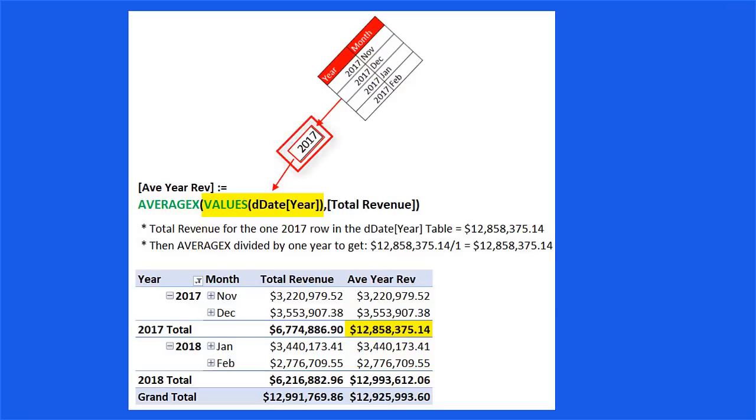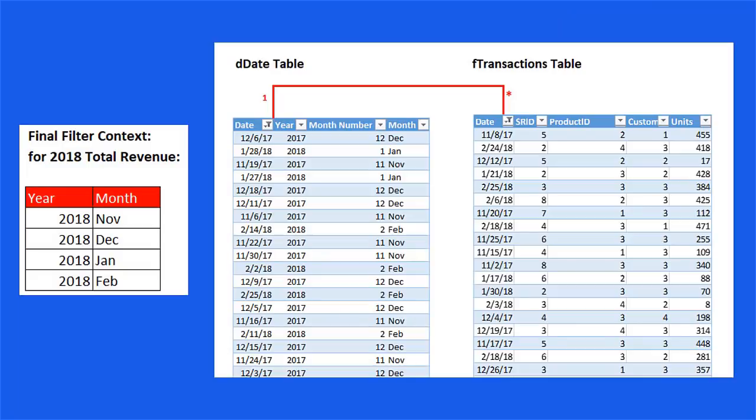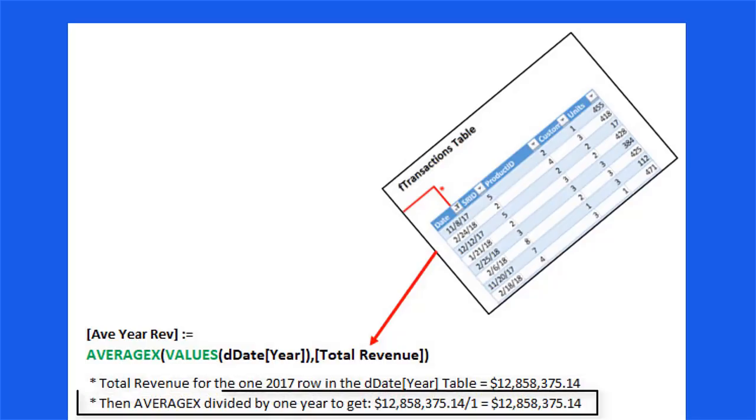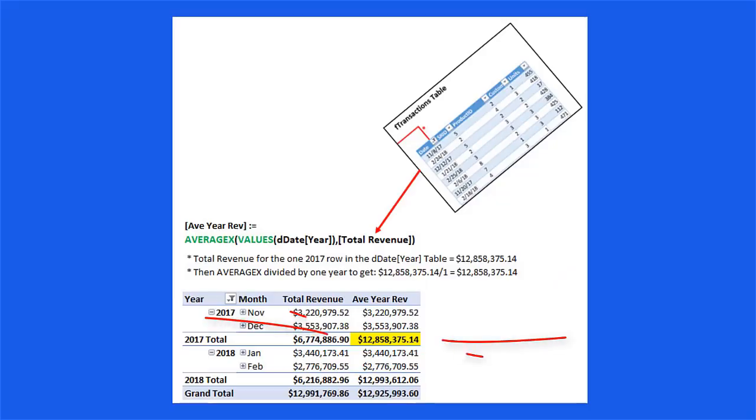That one row has only the months November, December, January, and February. And that's what filters the fact table, which the total revenue measure calculates as about 12.8 million. And then the average X, because there's only one row, divides by 1. That gives us the incorrect answer of 12.8 million.